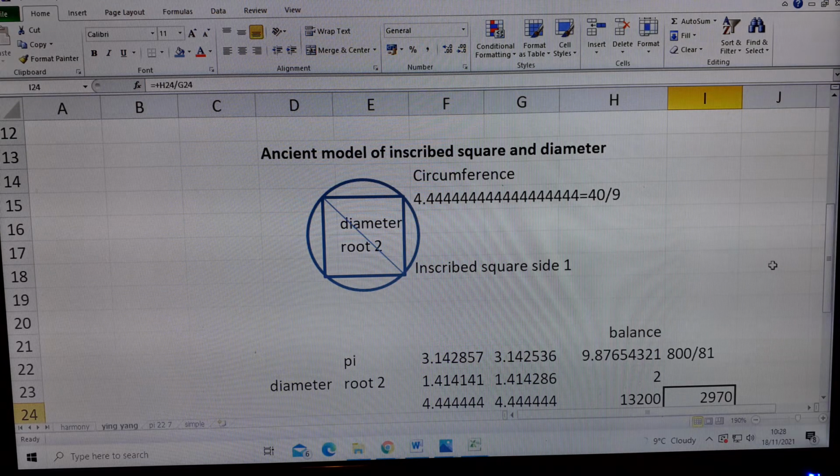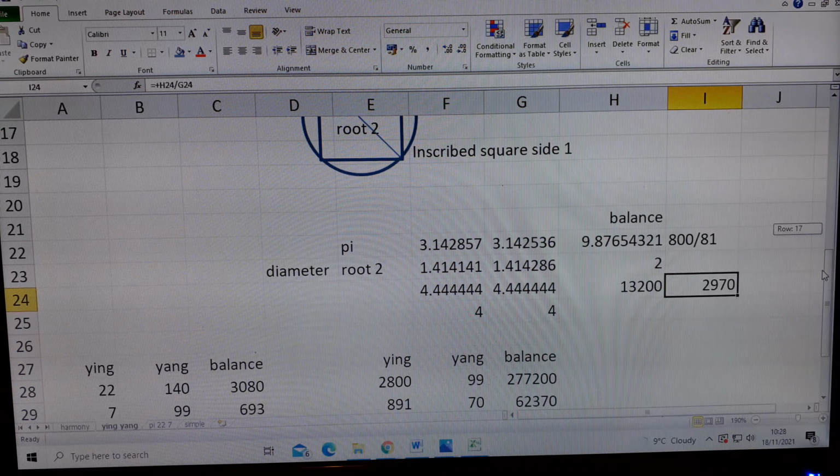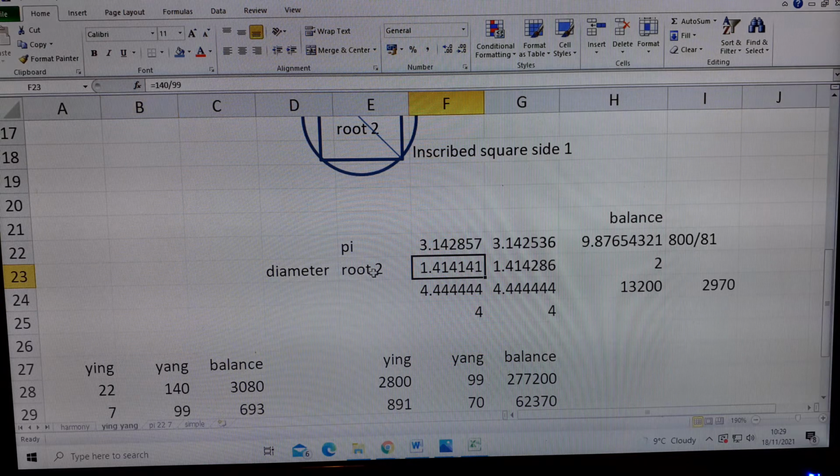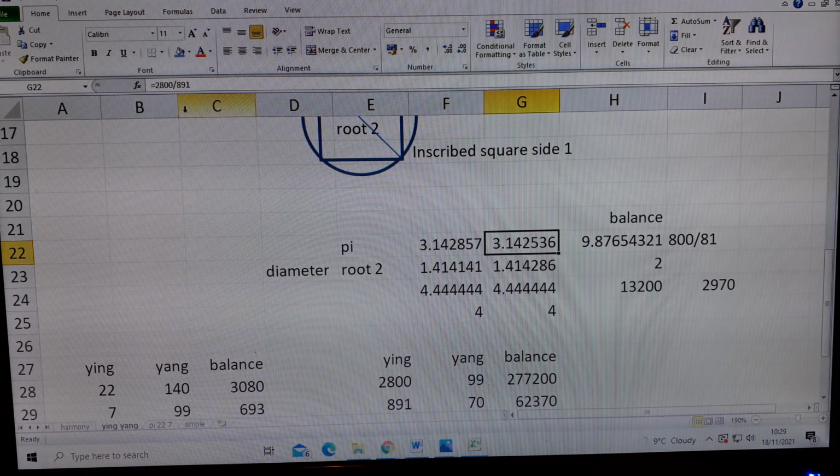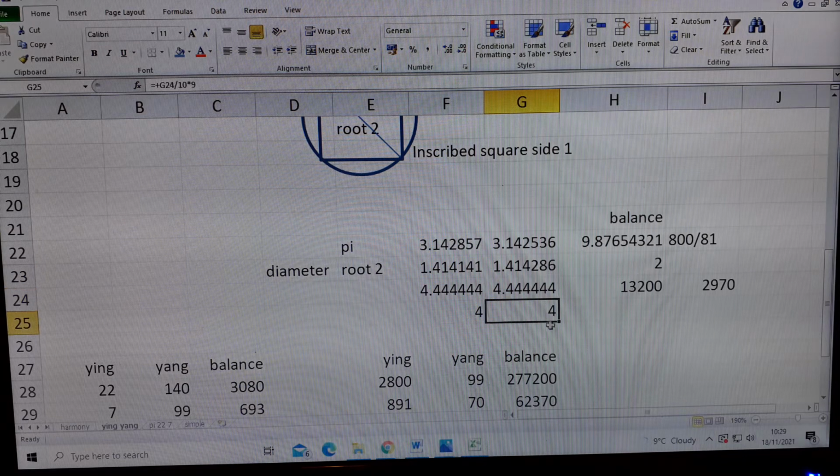And the way we do it is the diameter that we use is root 2 and it's a variable. So the diameter is root 2 as 140/99, and that one we use with pi as 22 over 7, and we get this 40 over 9, 4.44 recurring. And the second version, pi is 2800 over 891, and root 2 is 99 over 70, and we get the same value, and the same value for the inscribed square.